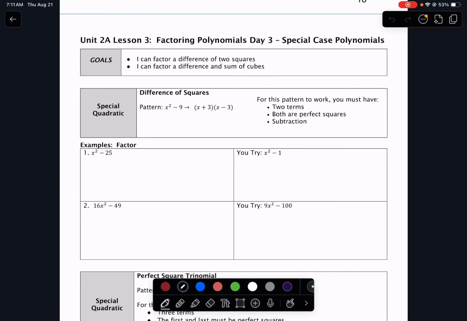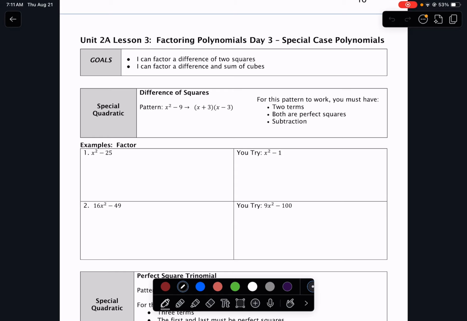Math 3 students. Today we are going to go over how to factor a difference of squares. This is something that we covered in Math 2, so this hopefully should be a review, and if it's not, no big deal. That's why we're going over it.